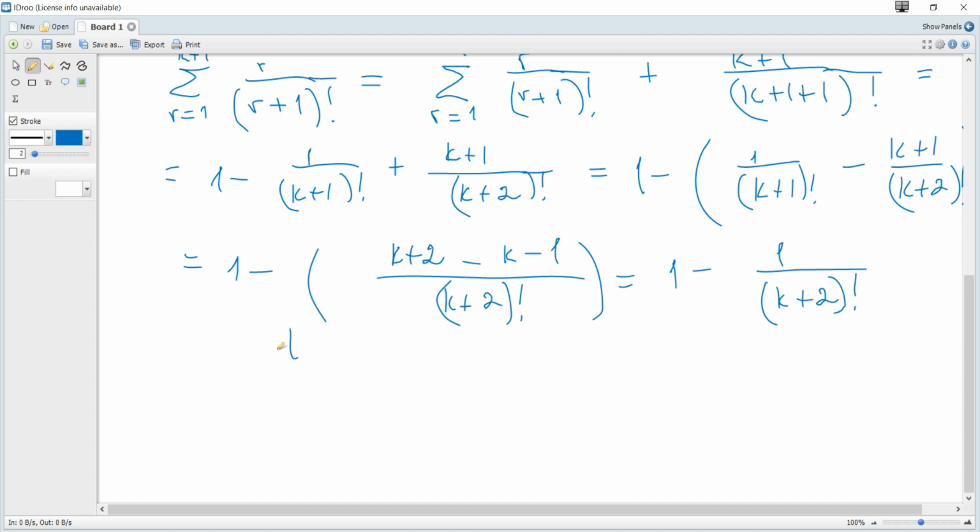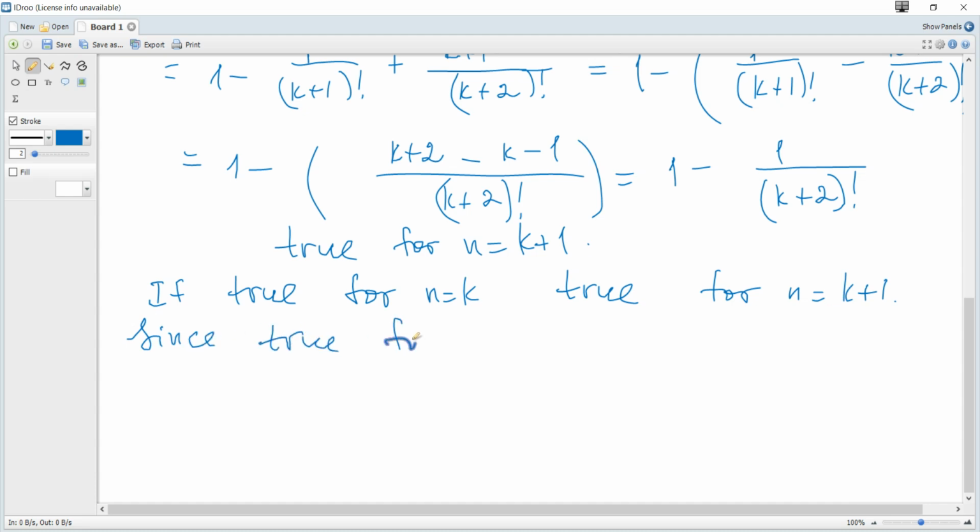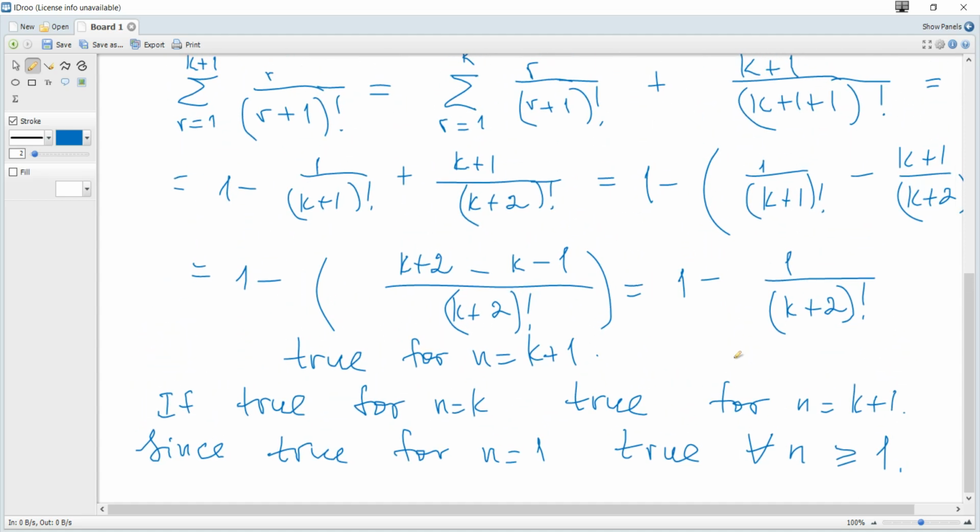So it's true for n is k plus 1. And the general conclusion, as usual: if true for n is k, true for n is k plus 1. Since true for n is 1, true for any n greater than or equal to 1. And that's all for this question.